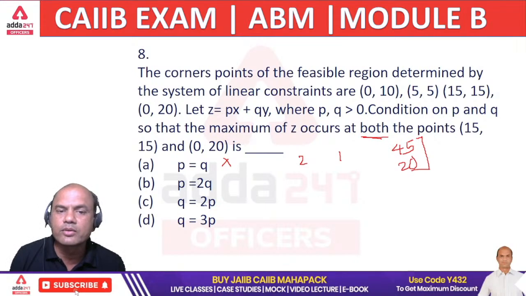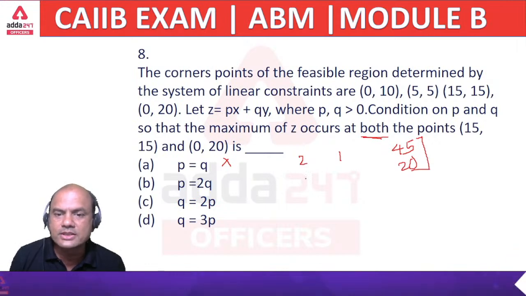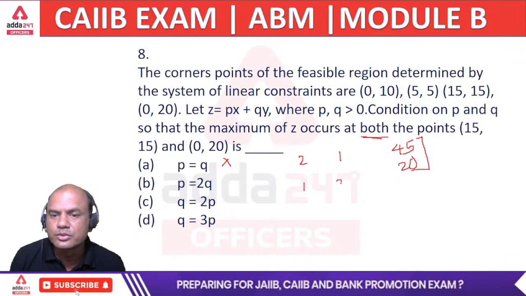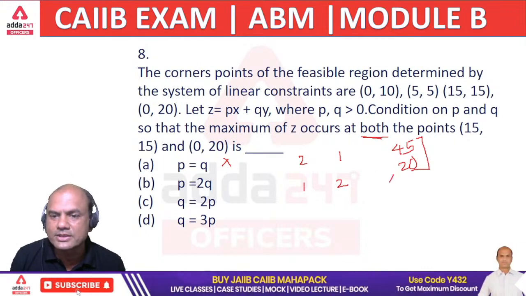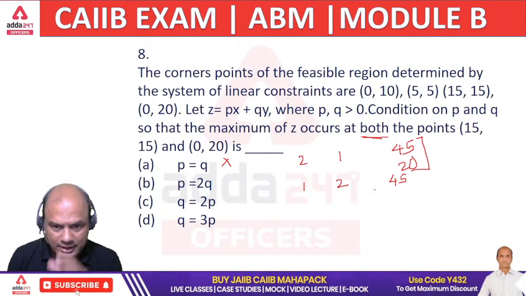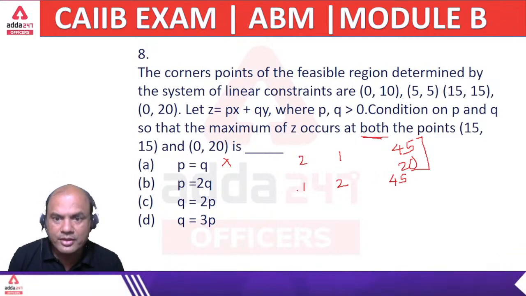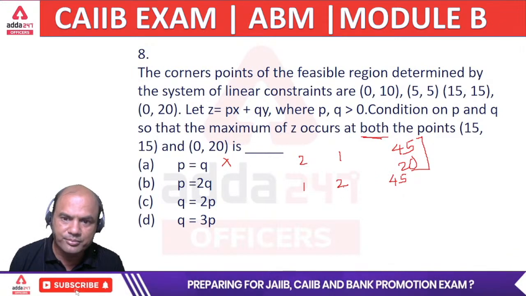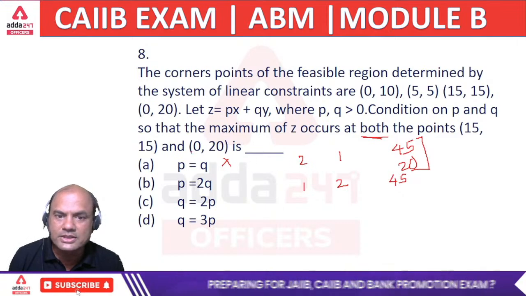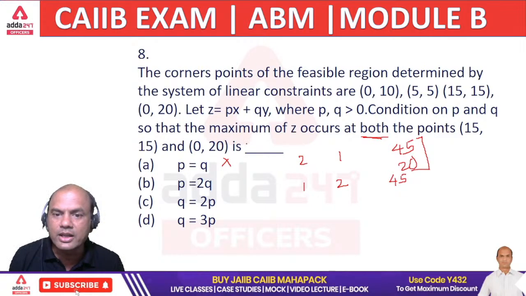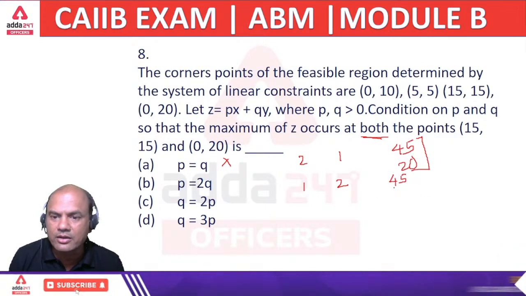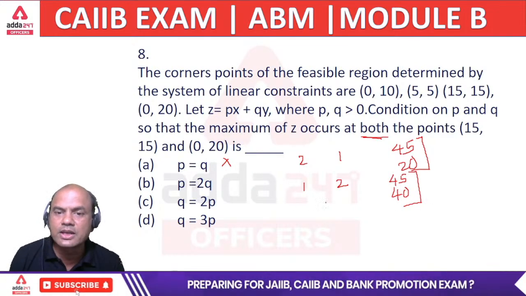Okay. Q equals 2P. So now this is 1 and this is 2. So 1 into 15 plus 2 into 15. So the answer is 45. Second, 1 into 0 plus 2 into 20. 1 into 0 because this is 0 over here. And 2 into 20, right? So it becomes 40 now. Again not equal. Last one, Q equals 3P.